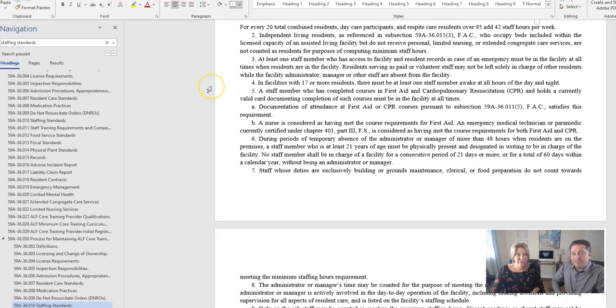Right. So for every 20 combined residents, daycare participants, and respite care residents over 95, you have to add 42 staff hours per week. For every 20, right.